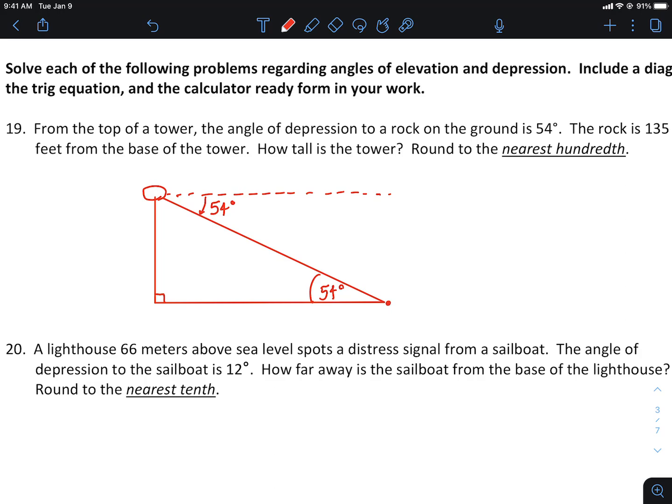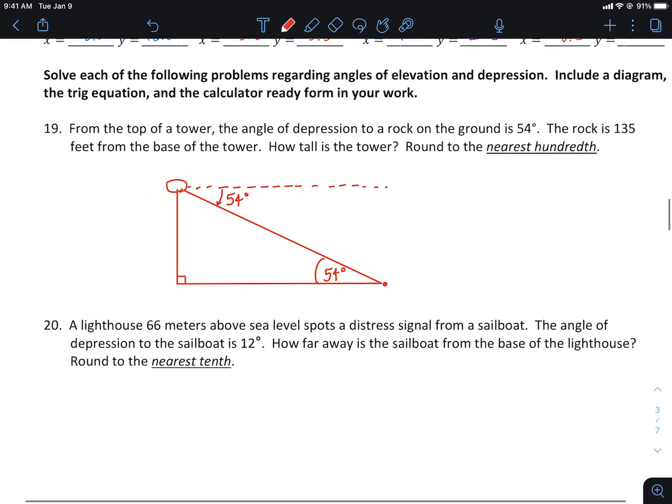Okay, and that's one way to do it as far as getting your angle set up. Another way you could do it is assume that this is a right angle here, and you can do 90 minus 54, and you would get 36 degrees. And then you can use that 36 degree angle. But most of the time I just use the 54, so I don't have to do that extra step.